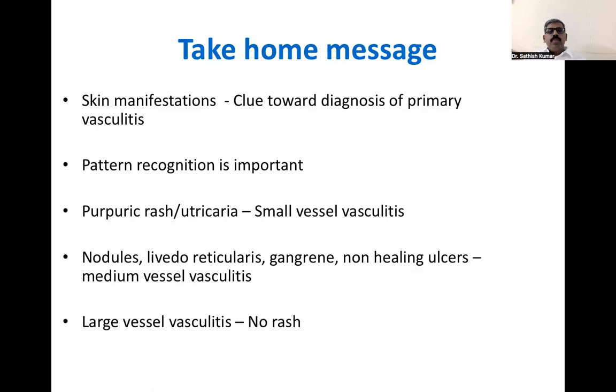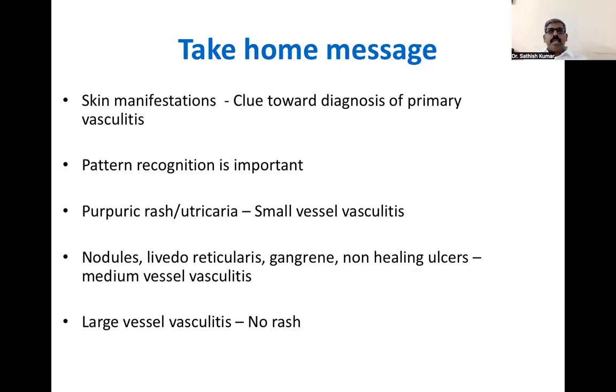So if any child presents to your OPD with purpuric rash, especially of the lower limbs, or any urticaria, you always think of small vessel vasculitis like Henoch-Schonlein purpura. If they have systemic symptoms, you think of ANCA-associated vasculitis, especially when they have upper airway, lower airway, and kidney involvement. When a child presents with nodules, livedo reticularis, gangrene, non-healing ulcers, you think of medium vessel vasculitis, especially polyarteritis nodosa, which can be cutaneous or systemic.